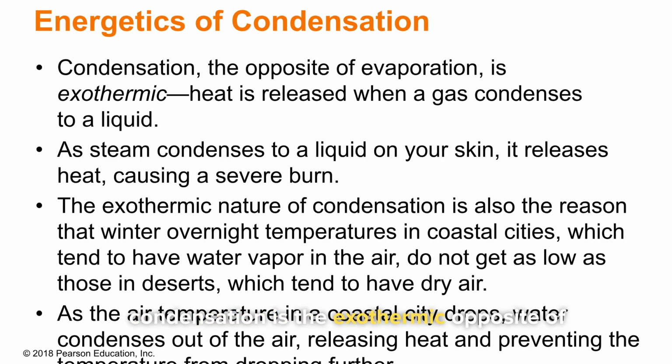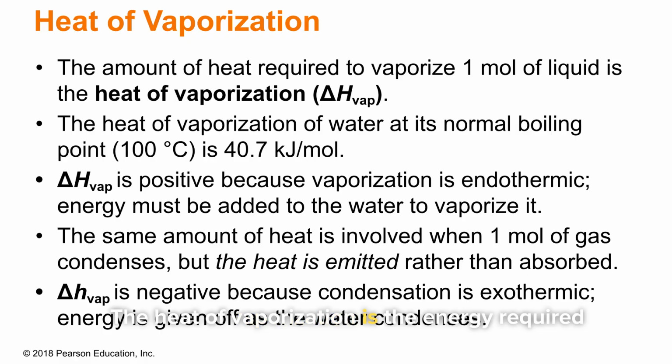Condensation is the exothermic opposite of evaporation, releasing heat as gas returns to a liquid state. This release is why steam burns are so severe, and why coastal regions often experience milder winter nights compared to drier deserts. The heat of vaporization is the energy required to vaporize 1 mole of liquid. For water at its boiling point, this is 40.7 kilojoules per mole. The sign of this value is positive for endothermic vaporization and negative for exothermic condensation.